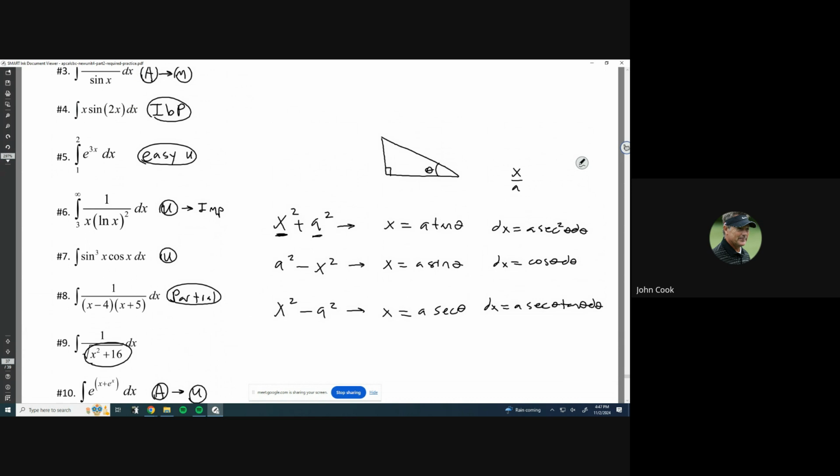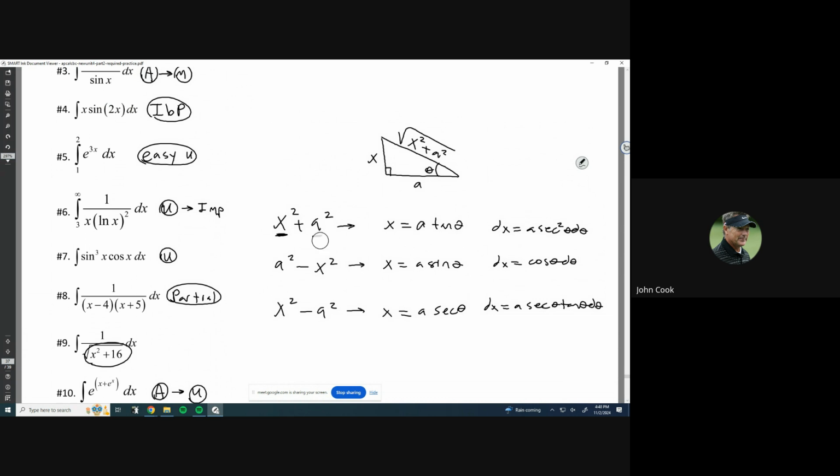Let me back up a little bit. If I divide both sides by a on this substitution, I get x over a is equal to tangent. Remember, tangent is the opposite side over the adjacent side for theta. So that means x would be the opposite side and a would be the adjacent side. If you use the Pythagorean theorem on it, then the square root of x squared plus a squared is your hypotenuse.